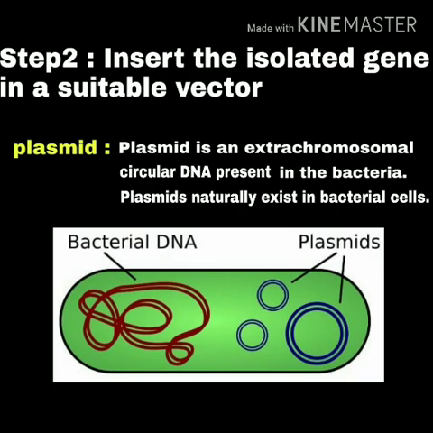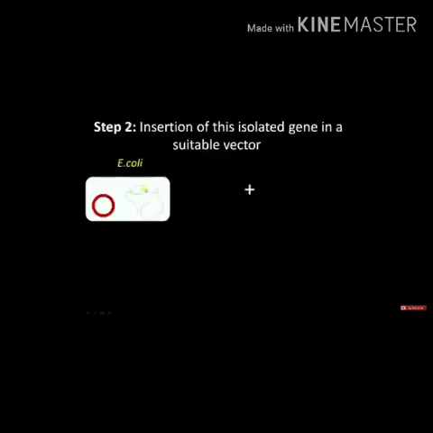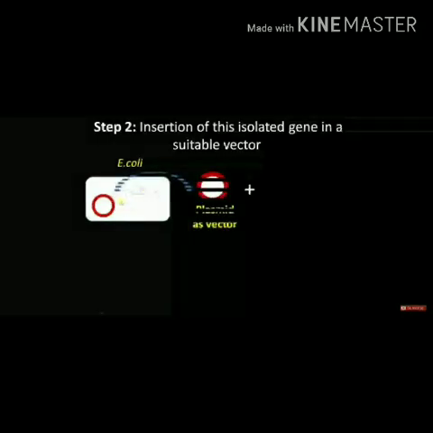Talking about step 2, insert the isolated gene into a suitable vector. Now we are taking plasmid as a vector. Plasmid is an extrachromosomal circular DNA which is present in bacteria. We are taking E. coli bacterium, and from the E. coli bacterium we are going to isolate the plasmid, and we have our gene of interest, that is the human insulin gene.